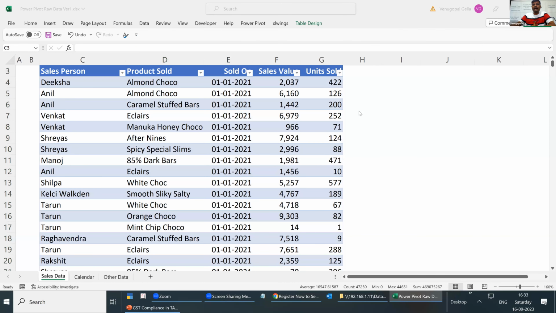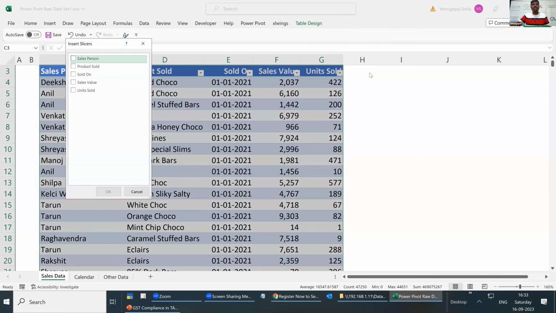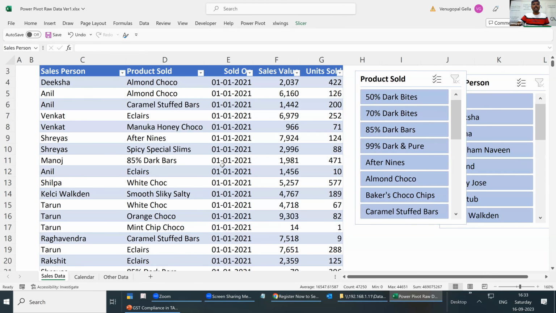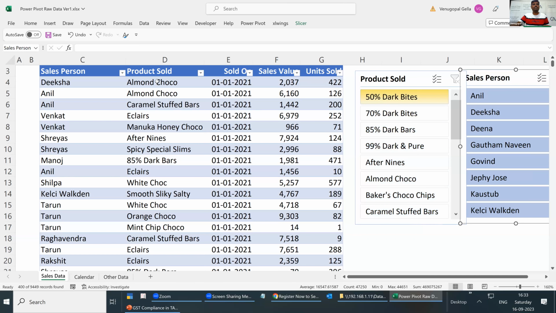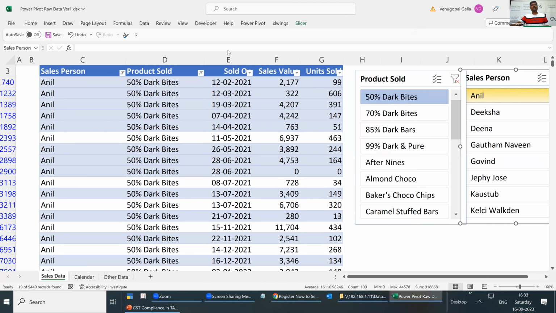There are things I want you to really understand about how slicers work, right? So in the insert tab, there is a slicer. I want to put this slicer on the salesperson and the product that has been sold. Now look at this. If I want to know 50% dark bite chocolates, I can see all of the people who have sold 50% dark bite chocolates. And if I'm just selecting the person Anil, it is giving the data. So what is it doing? It is applying multiple filters to the data. It is filtering the data automatically.